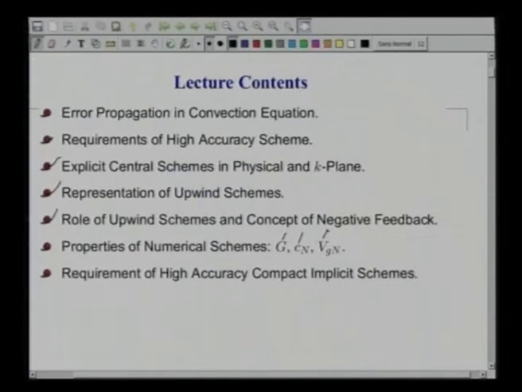So, basically, having talked about the explicit schemes, in the following we would finally just set up some requirements should we decide to adopt similar high accuracy schemes in an implicit framework. So, let us begin by looking at the error propagation equation.